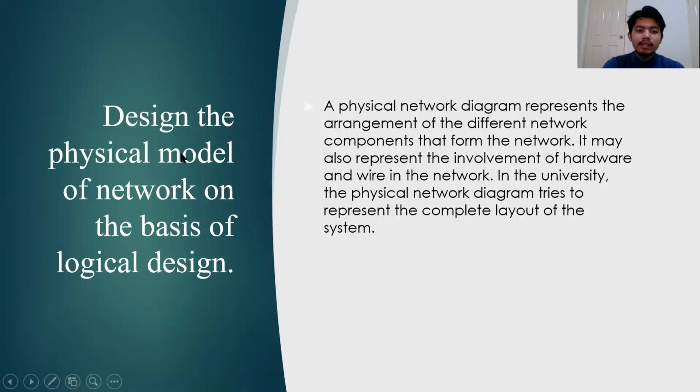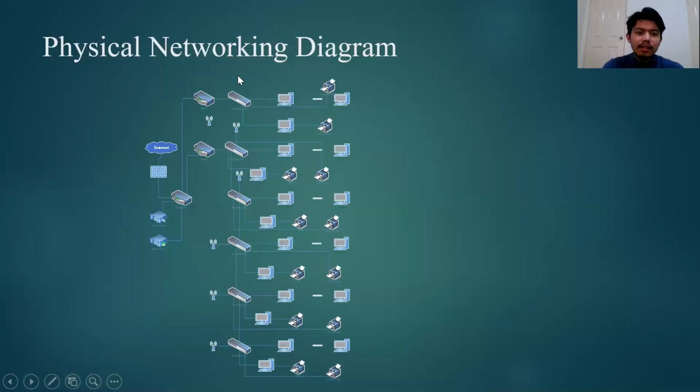The designing of the physical model of the network on the basis of the logical design. Physical network diagram represents the arrangement of different network components that form a network. It may also represent the involvement of the hardware, wire, and software in the network. In the university, the physical network diagram tries to represent the complete layout of the system that we have designed. This is the physical networking diagram, where we have used the different components of the network.